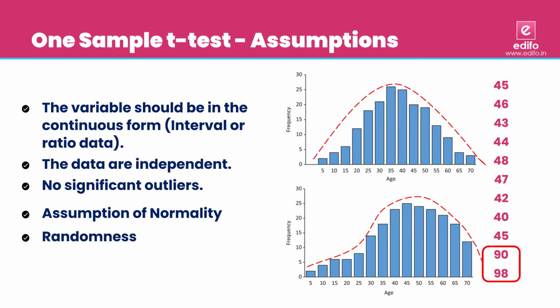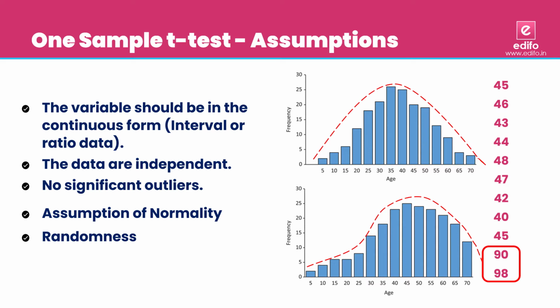The next assumption is randomness. It's a common assumption for almost all parametric tests. Data for the test should be collected randomly. So these are the 5 important assumptions of the t-test.